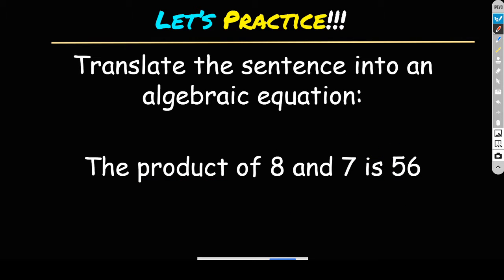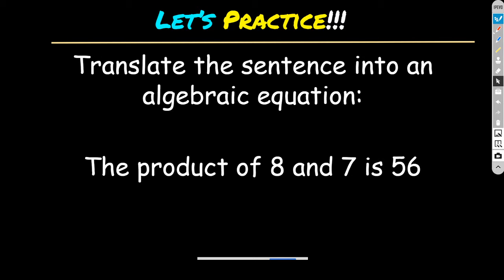It's just that simple, but it's really important that you know how to make that translation for setting up problems in the future.